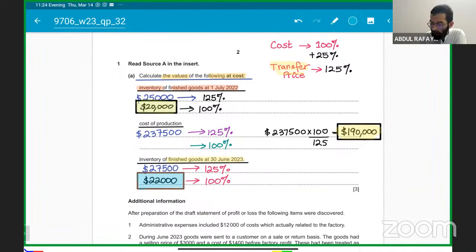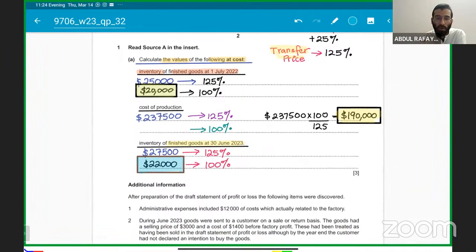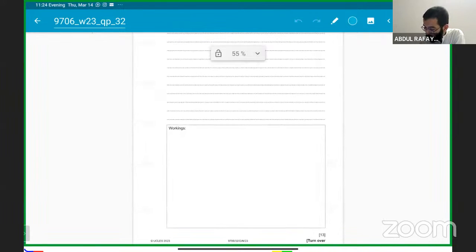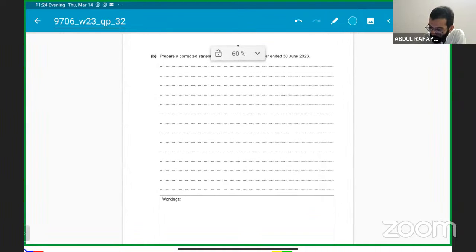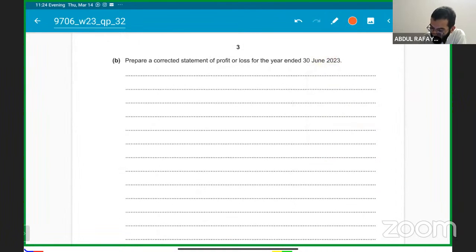Okay, 3 marks, very important, very easy. You can't get this wrong. Otherwise, the next part is for 13 marks, students. We have to do workings as well in the below column. Next part is 13 marks. We have to prepare a corrected statement of profit and loss for the year ended 30th June 2023.